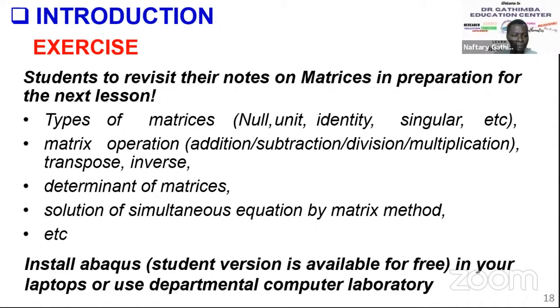De Moivre's theorem, Gauss method of, is it called Gauss? Simultaneous equations, maybe for three unknowns. So that's the first step.